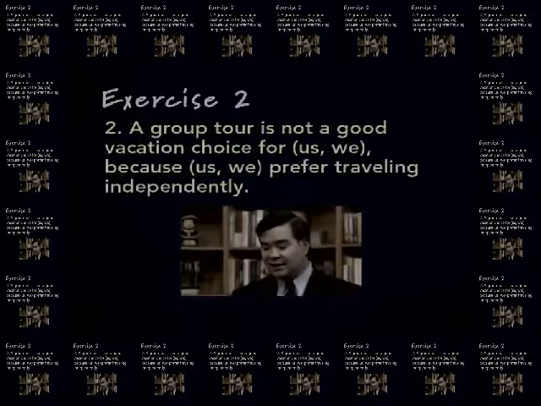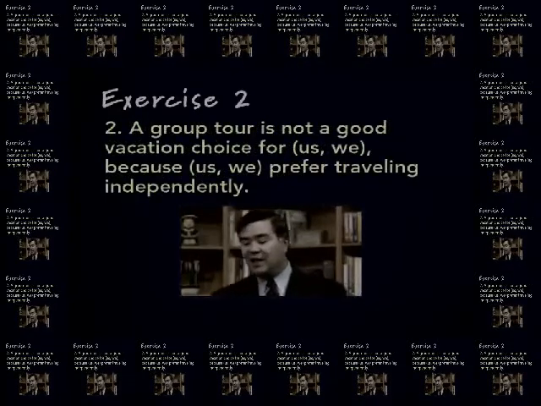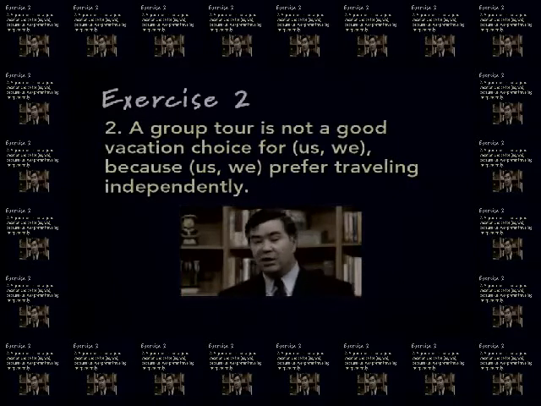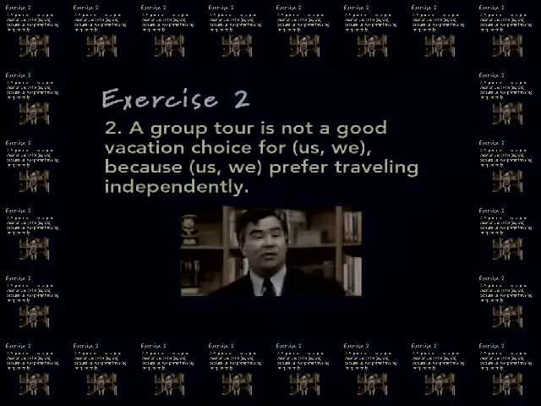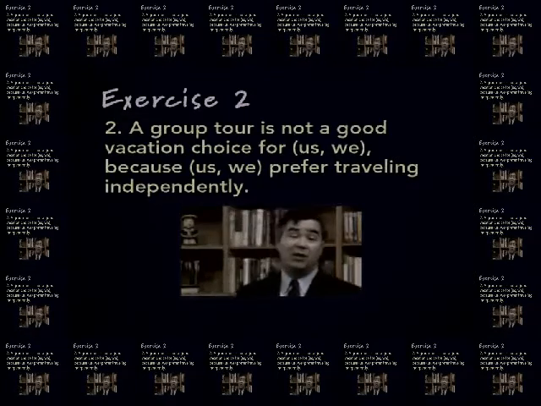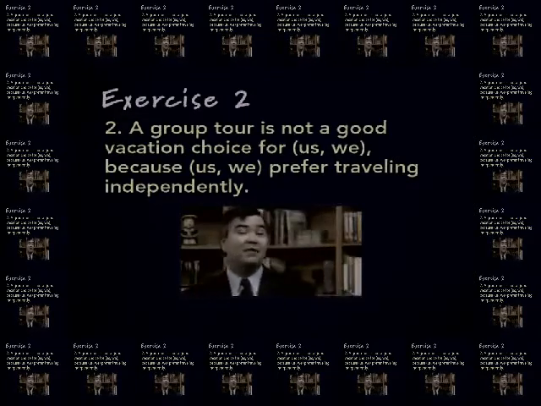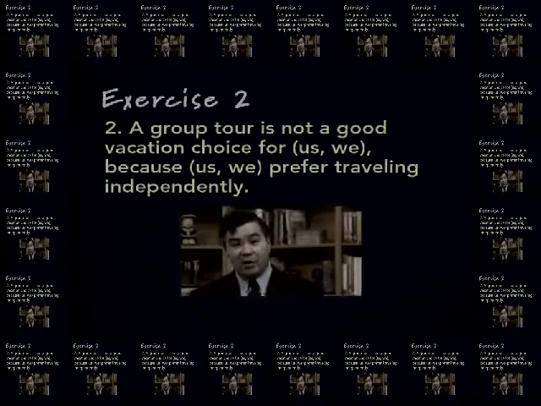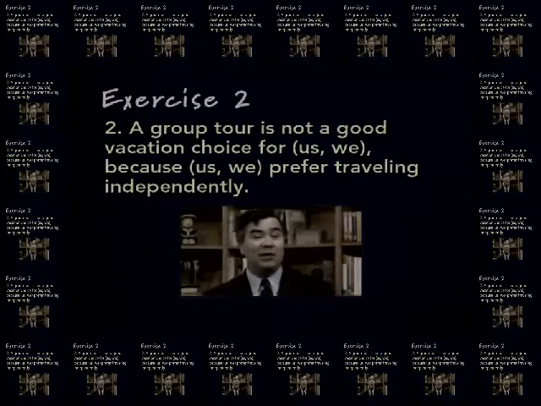Here's our second sentence. A group tour is not a good vacation choice for us or we, because us or we prefer traveling independently. Here we have two missing pronouns, and in both cases we have the same two pronouns to choose from, us or we. Well, the correct pronoun in each of these instances will be different, because the purpose to which the pronoun is being put is different in each case.